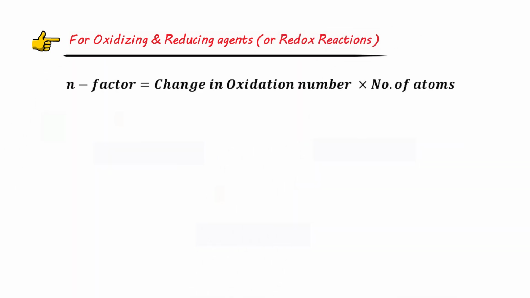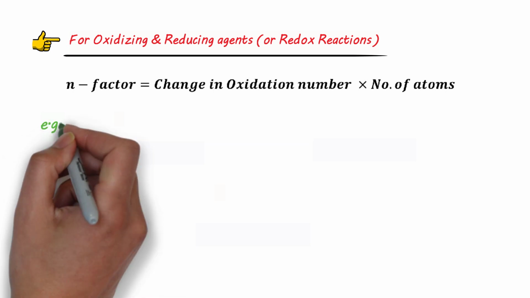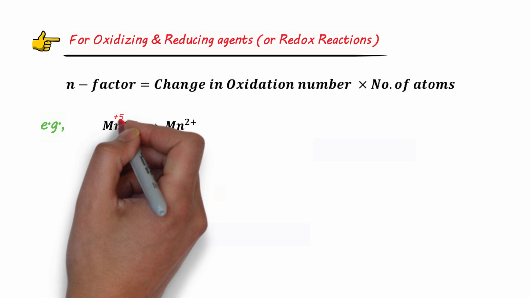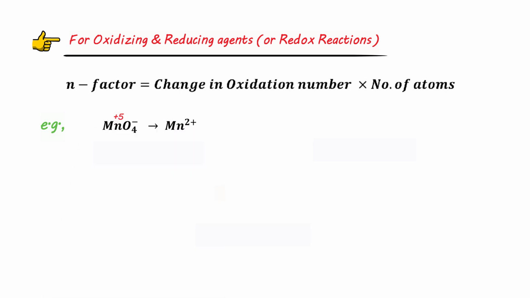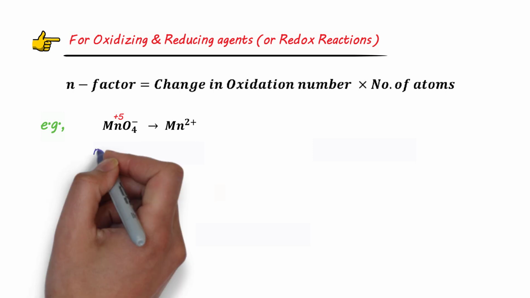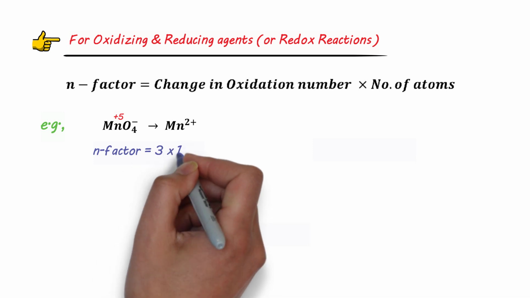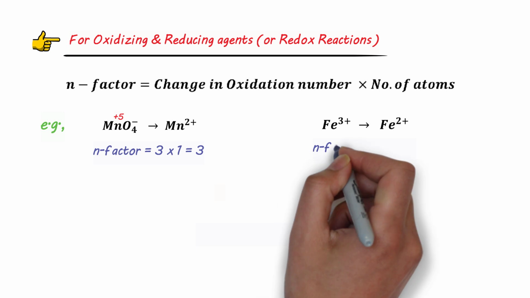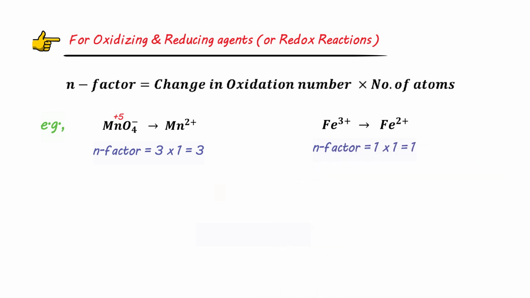In the case of oxidizing and reducing agents, or we can say redox reactions, N factor will be equal to the change in oxidation number multiplied by the number of atoms. For example, in the conversion of permanganate to Mn2+, the oxidation number of manganese in permanganate is +7. So there is the change in oxidation state of 5 and there is only one manganese ion present. So N factor is equal to 5 into 1, that's equal to 5. Similarly, for the conversion of iron(III) to iron(II), as the change in oxidation state is 1 and there is only one iron atom, so N factor is equal to 1 into 1, that's equal to 1.